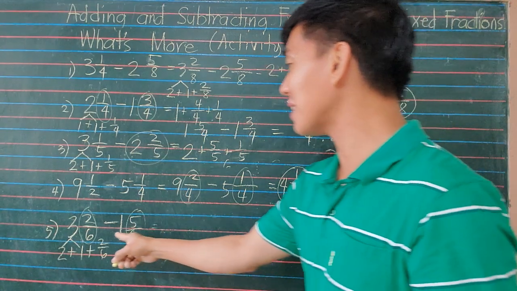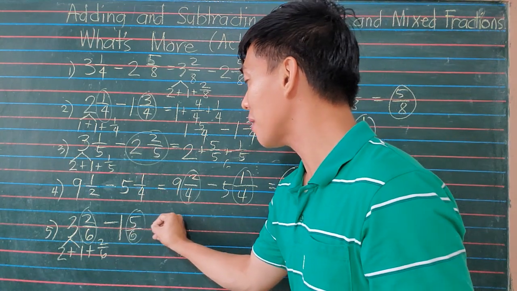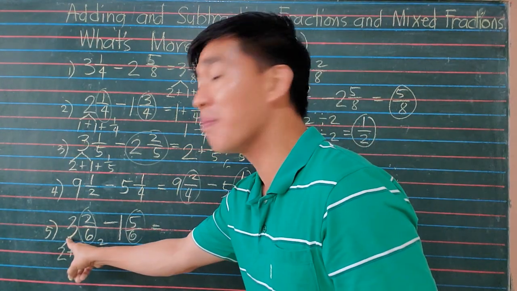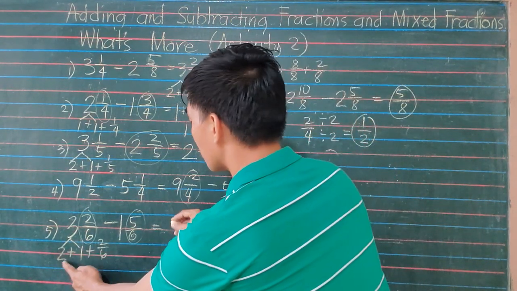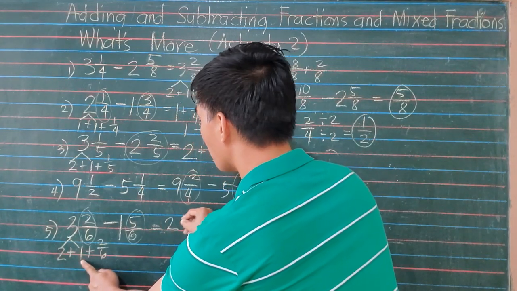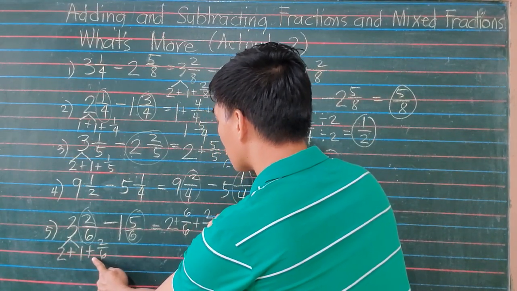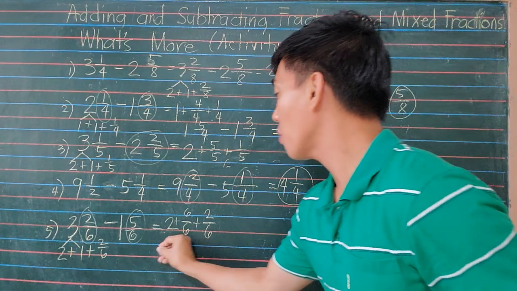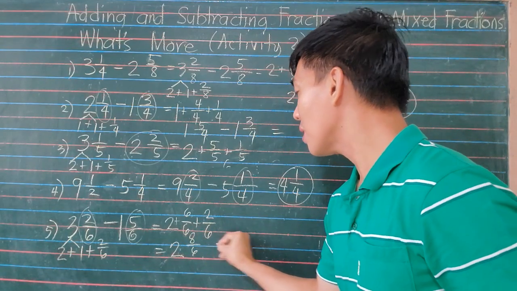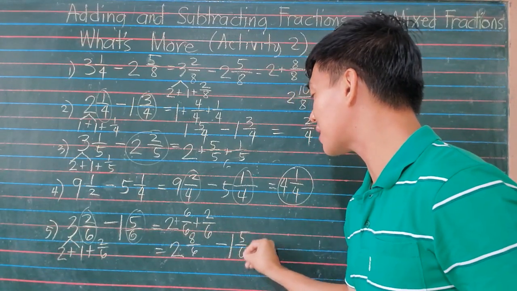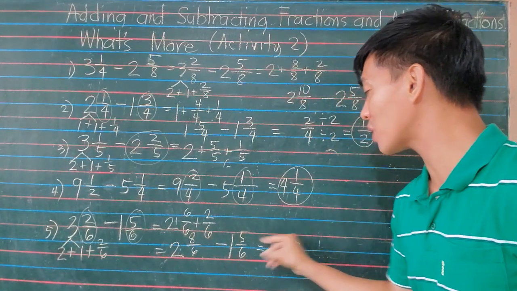And finally, for item number 5 here, because 2/6 cannot be subtracted by 5/6 in 1 and 5/6, we borrow 1 from 3 to be added to 2/6. So copy 2, then this one will be changed to 6/6, so that we could add that to 2/6. So what will happen here is 2 and 8/6 this time. We can now subtract 1 and 5/6 from it. And copy the common denominator 6. So 8 minus 5 is 3.